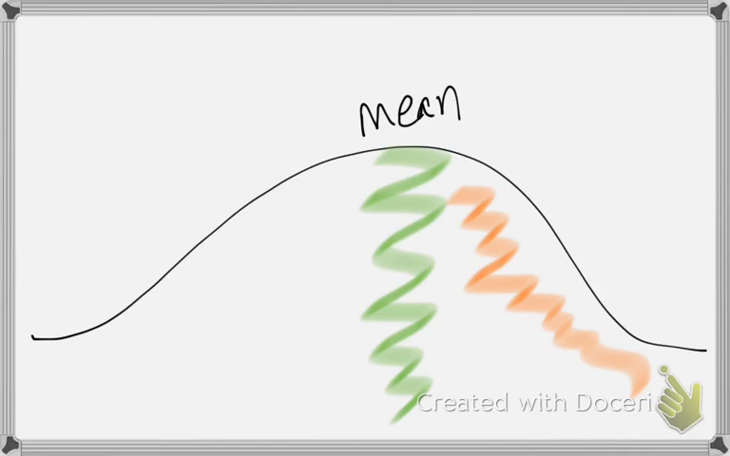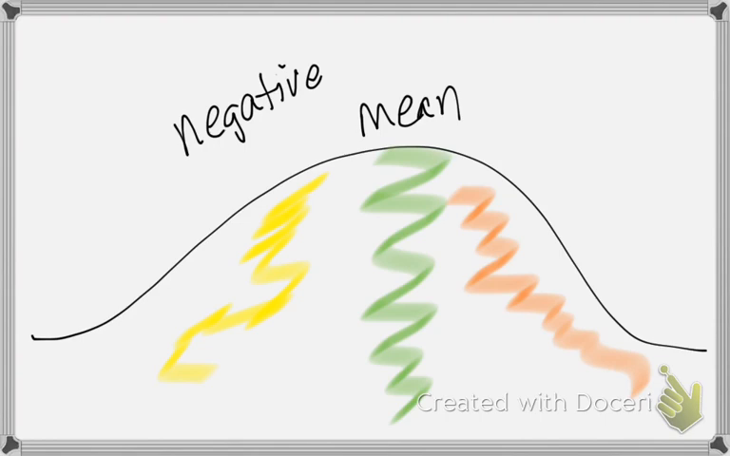And then, of course, you're going to have people who didn't do as well as the average, who did below average, and they're going to fall on the left-hand side of the average. So a negative z-score means that you did below the mean, below average, and a positive z-score means that you did better than average, you did higher than the mean.